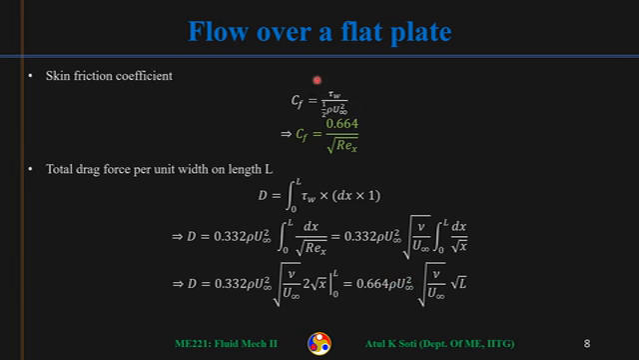Then we define a non-dimensional parameter called the skin friction coefficient, which is defined as Cf equal to tau wall upon half rho u infinity square. So you can verify that Cf will be non-dimensional. So this you can say is like a non-dimensional wall shear stress, the skin friction coefficient. So tau wall we had seen already in the last slide. Cf will come out to be this.